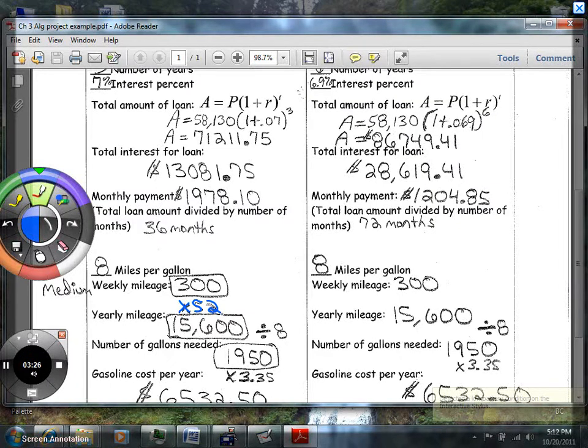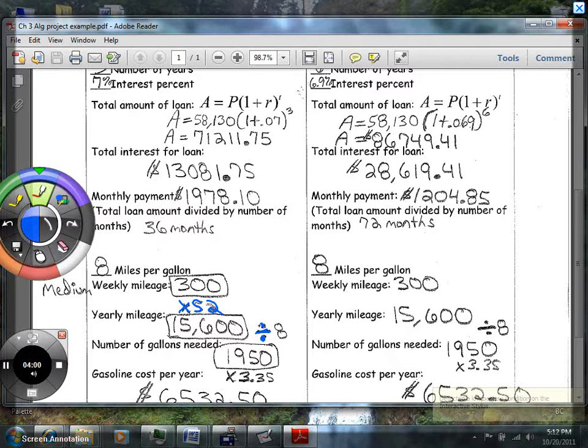Now, how many gallons am I going to need? Well, I take my mileage and I divide it. This is my mileage, 15,600. I divide it by whatever my miles per gallon is. So I get 8 miles for every gallon. If I divide that by 8, then that will get me the number of gallons that I need. So I need 1,950 gallons of gas to get me through the year with this Hummer if I drive 300 miles a week.